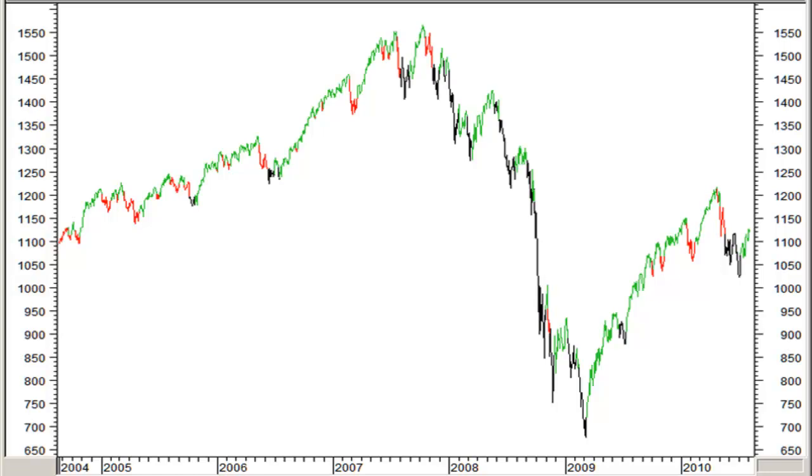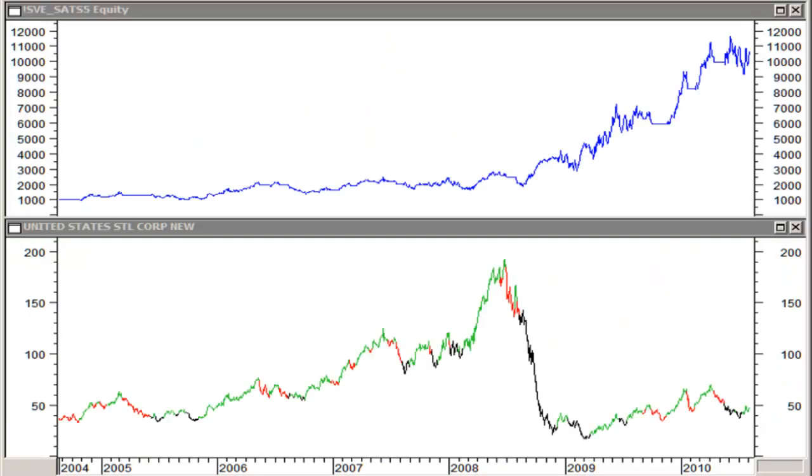Let's first have a look at the evolution of the Standard & Poor's 500 index during the test period from October 2004 till August 2010. A buy and hold strategy of the 500 stocks in the S&P 500 would have made no profit. The United States Steel Corp example in this chart shows the price evolution in the lower part and the SATS5 equity curve at the top.